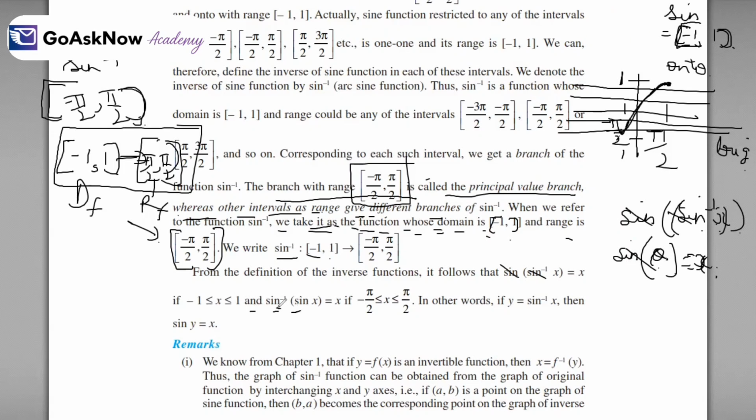Sine inverse sine x is defined for x from minus pi by 2 to pi by 2. So this is sine inverse sine of x, and that is sine of sine inverse x. This is your sine function, and this is your sine inverse function. Here x is from minus pi by 2 to pi by 2. In other words, y is equal to sine inverse x and sine y is equal to x. So this is obvious. Now let's move to the next page, and I will clear this drawing.